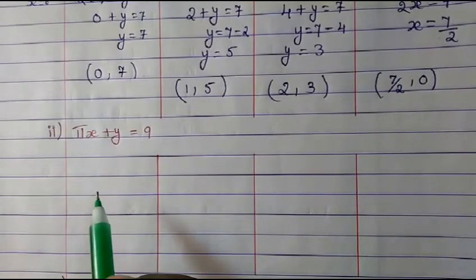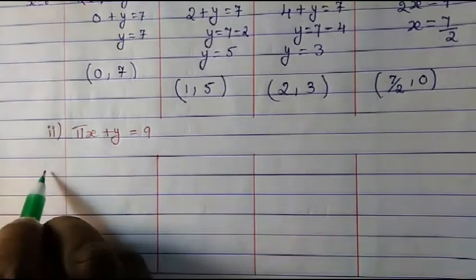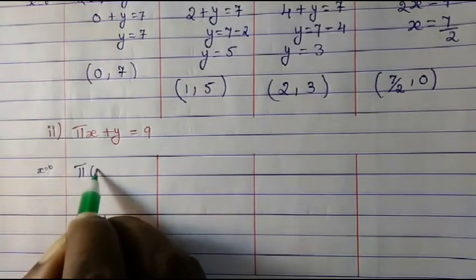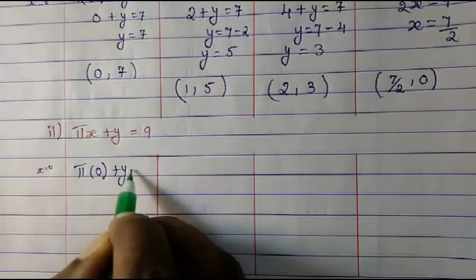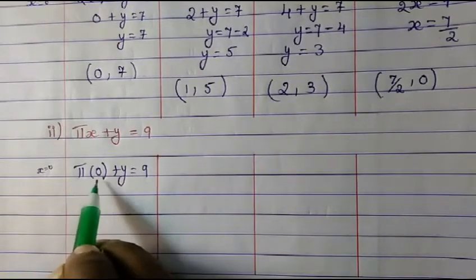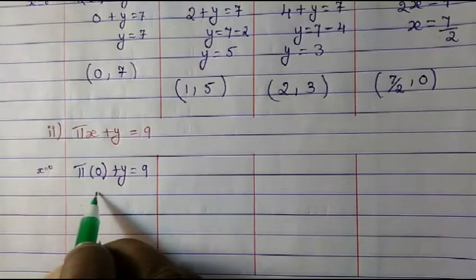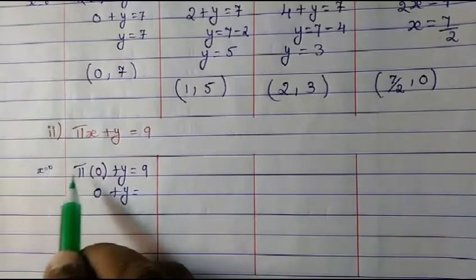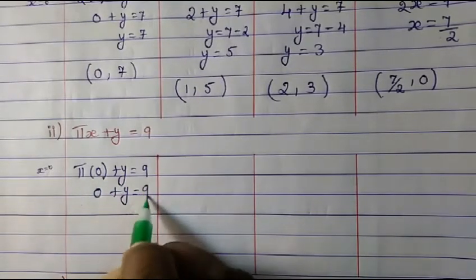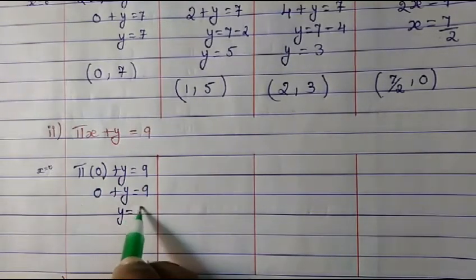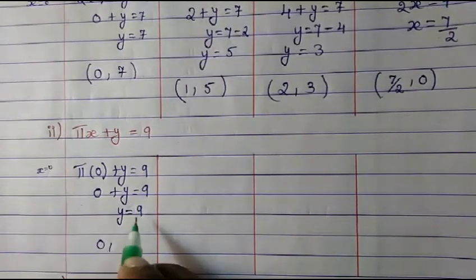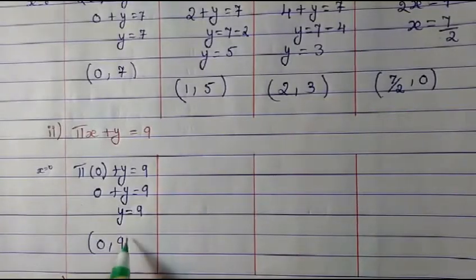For the second equation, let me take x as 0. Then I will have pi in the place of x, 0 plus y equal to 9. So pi into 0 will become 0 plus y, because with 0 anything you multiply it will become 0. So then y value I am getting 9. So then my solution will be x was 0 and y value is 9. So 0, 9.